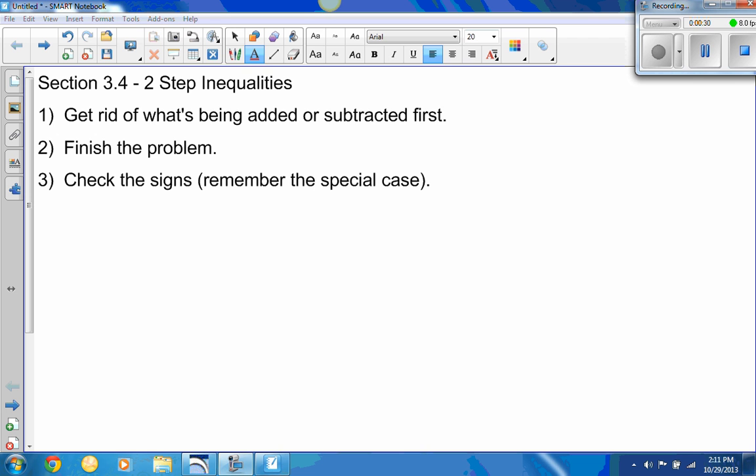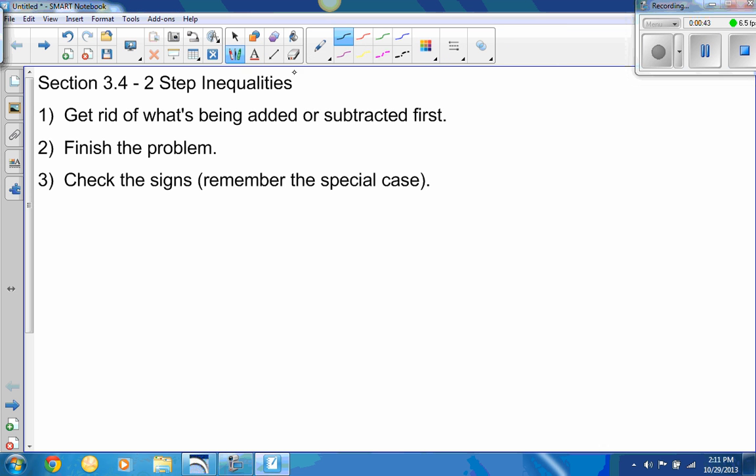So your first step is going to be to get rid of what's being added or subtracted first. Then you're going to finish the problem, but you have to remember to check the signs, because sometimes, depending what your sign is, it's going to change what that last step is going to be, just like it did in the problems we did today.